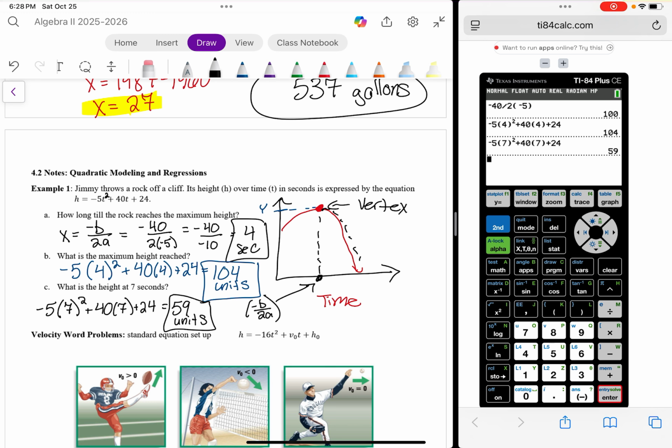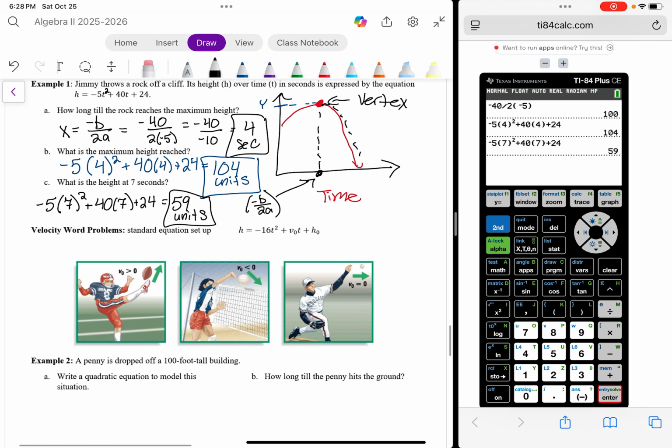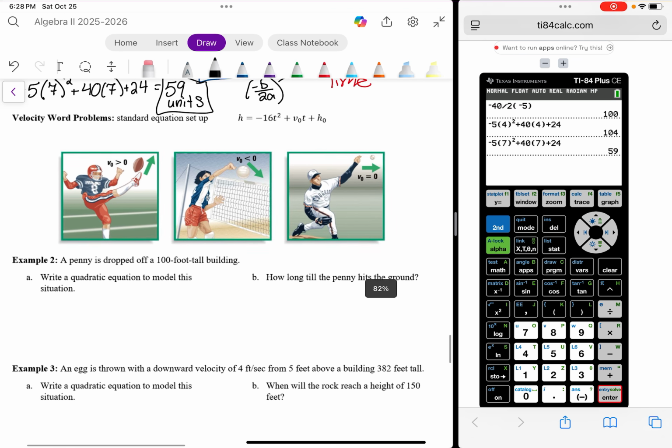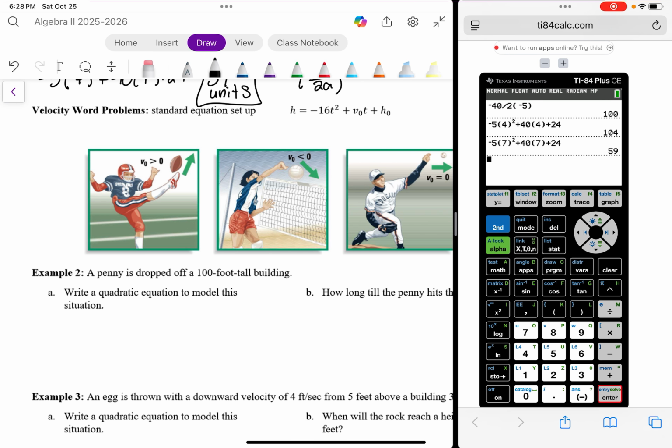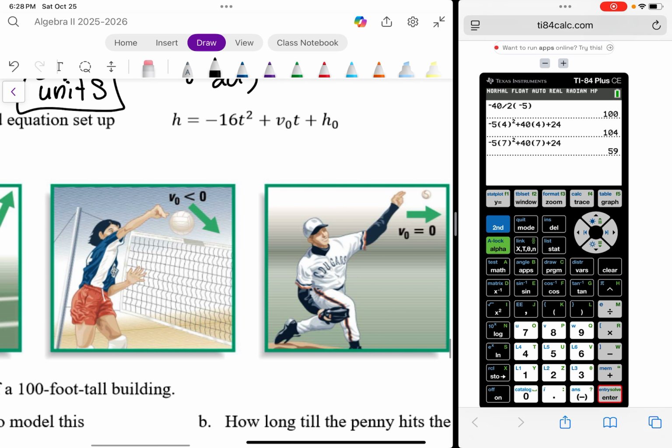All right, there was example 1. Our next one is going to be velocity word problems. So the standard setup for a velocity word problem is going to be negative 16t squared plus your velocity times t plus your initial height. So v0, that is your initial velocity.